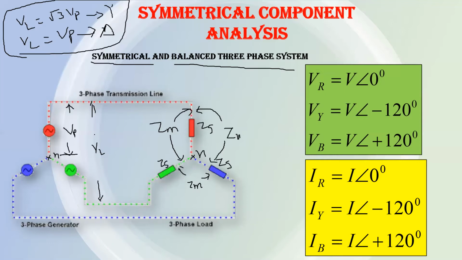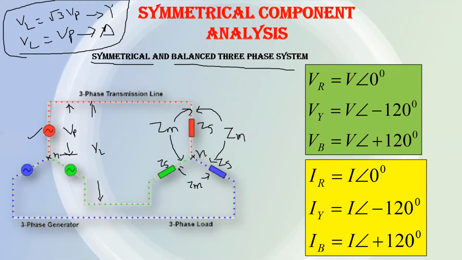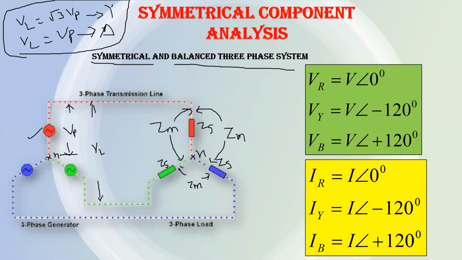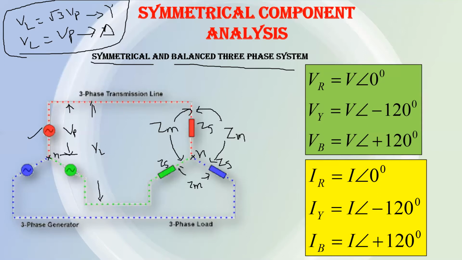Similarly for the source. So symmetrical means symmetrical in impedance. Each phase will have the same magnitude of impedance. And if there is any mutual impedance between the phases, then that mutual impedance will also be equal. Then only you can say the three-phase system is a symmetrical system. So this is the meaning of a symmetrical system.